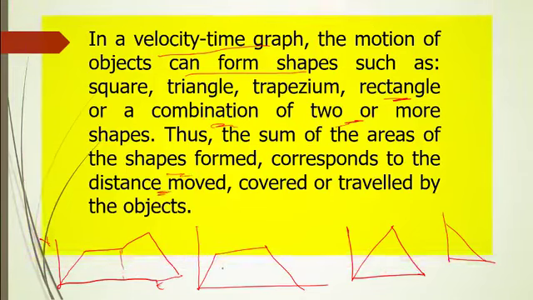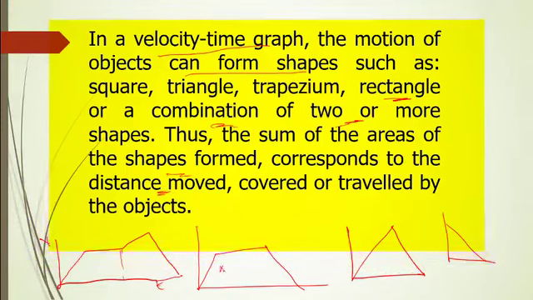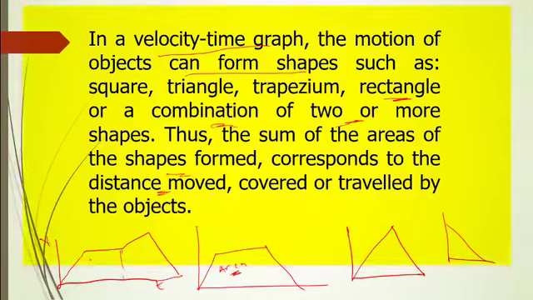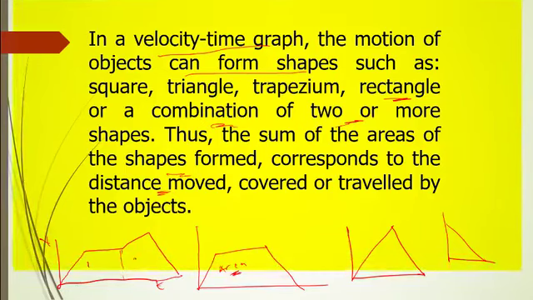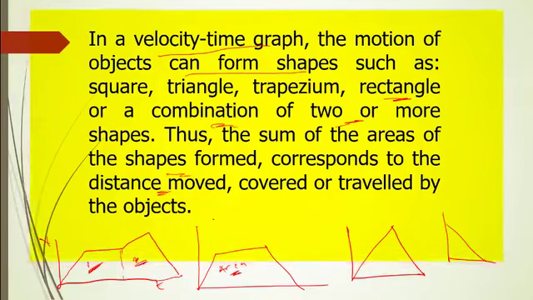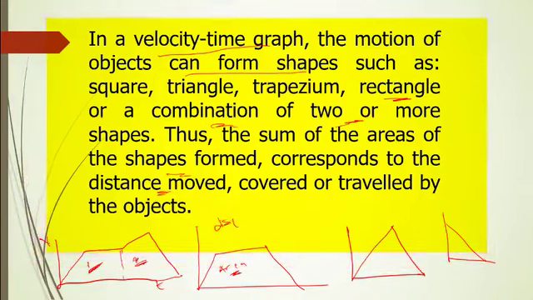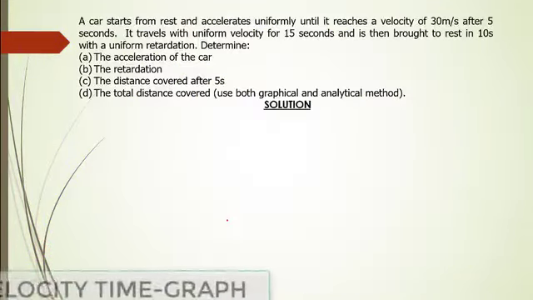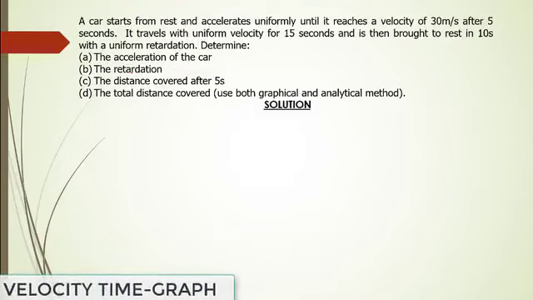So this is a trapezium. The area of this trapezium now gives us the distance that has been moved. If this is a trapezium and this is a triangle, the sum of the area of this trapezium and the area of this triangle gives us the distance that has been moved by this object, or that has been covered or traveled by this object. Now let's look at this very interesting example.